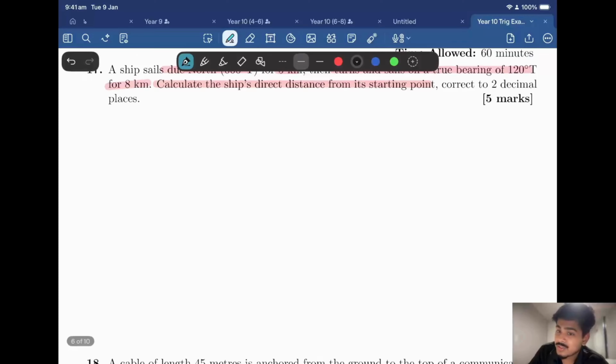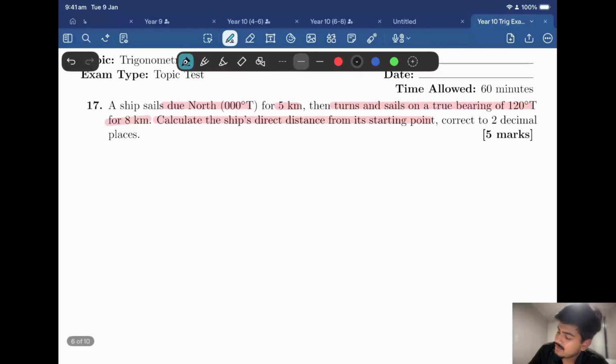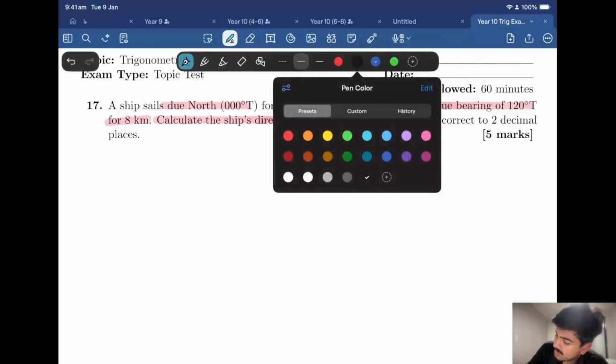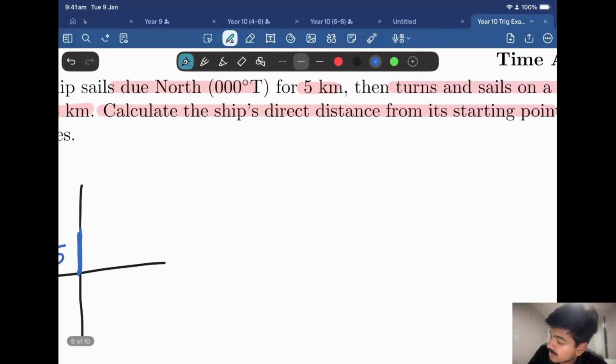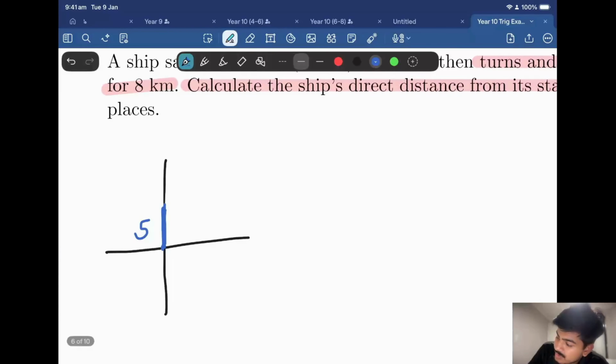If you guys draw this question out, it's very, very easy. Let's draw its path. Let's draw a compass rose. So which direction does it go first? It goes north first, for 5 kilometers. Let's draw that out. Okay, and then it turns and sails on a bearing of 120 degrees.